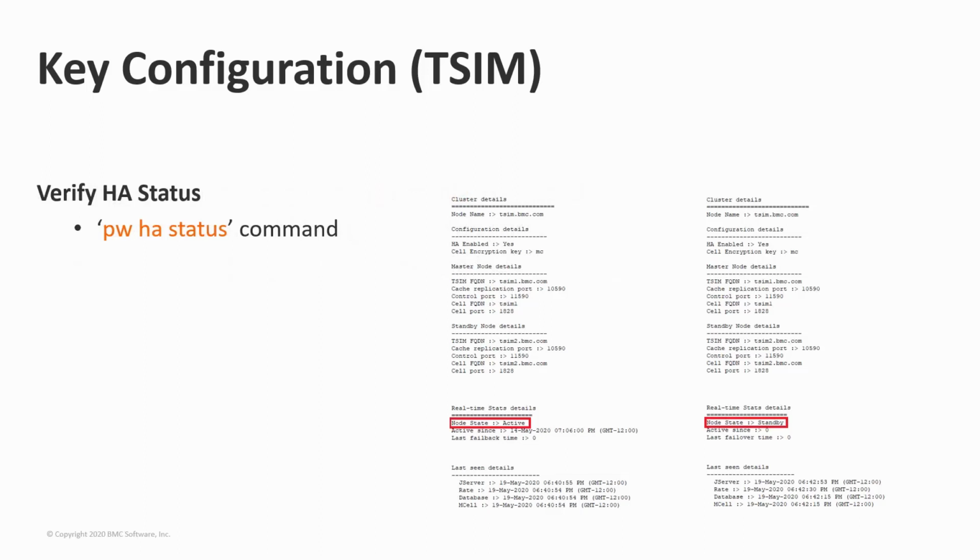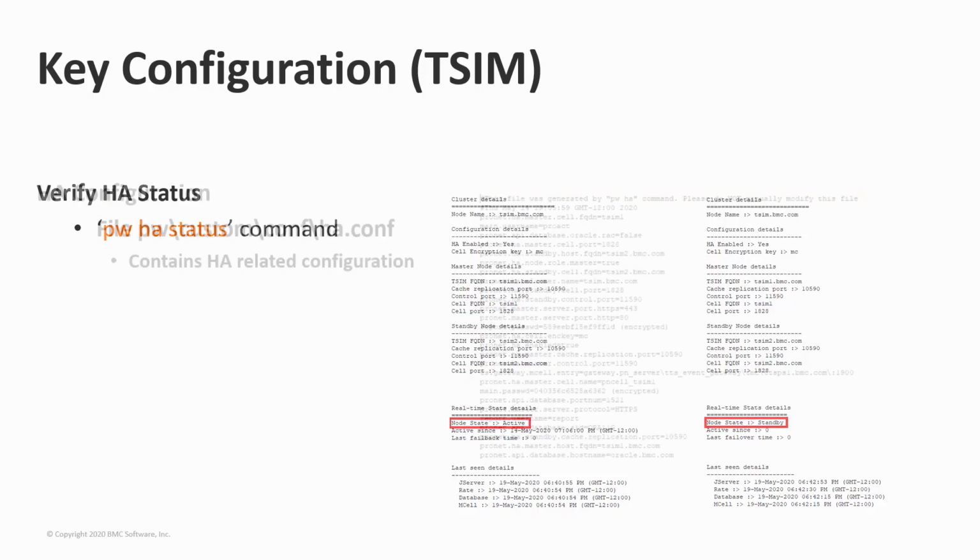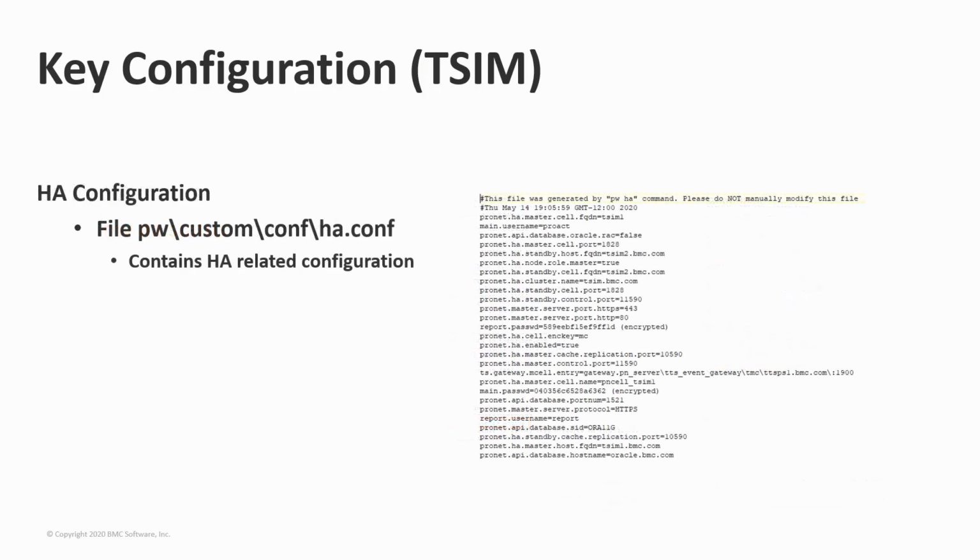To check the HA status on either node, the pw HA status command can be executed. The one on the left was executed on the primary, which was active, and the one on the right was run on the secondary, which was in standby. The ha.conf file located in the pw custom conf directory contains the HA configuration. The file contains various information, including host and port details for the components.